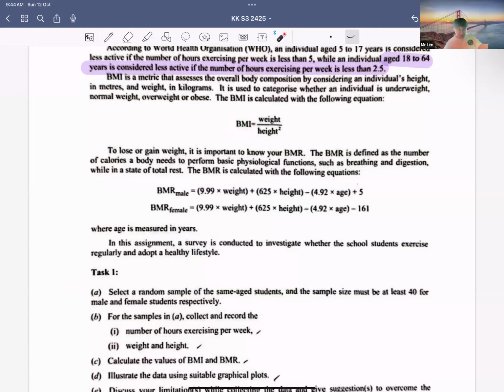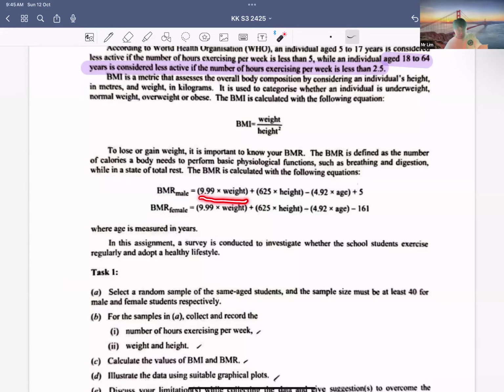The BMR is defined as the number of calories a body needs to perform basic physiological functions such as breathing and digestion while in the state of total rest. So BMR is calculated as follows. As you can see, it depends on whether you are male or female. Of course, on average, males consume more calories than females. So the method to calculate depends on your weight.